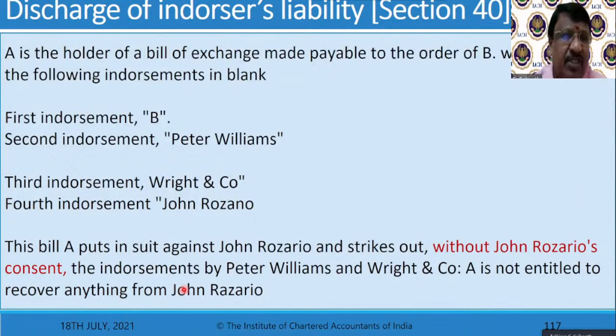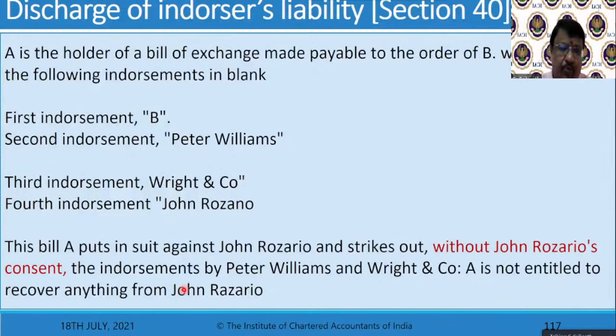A is the holder of a bill of exchange made payable to the order of B, which contains the following endorsements in blank. The first endorsement is by B. Then B endorses it to Peter Williams. Then Peter Williams endorses it to Right and Go. Finally, it comes to John Rosario, the fourth endorsee, and John Rosario endorses it to A.